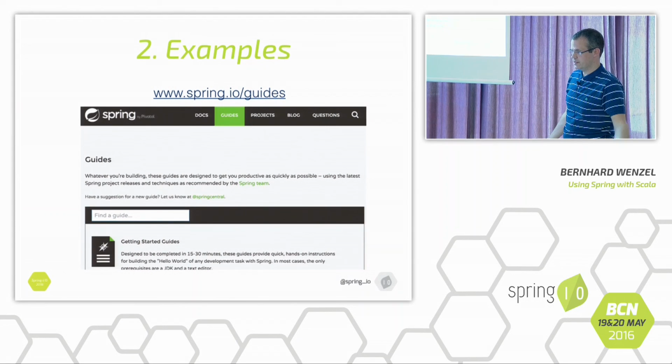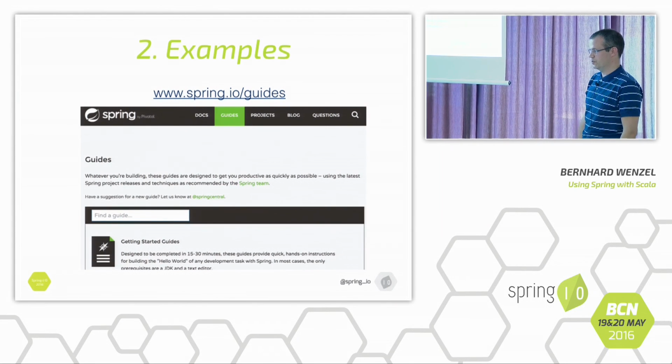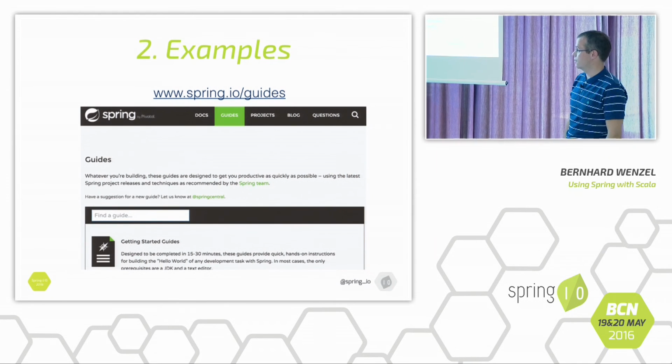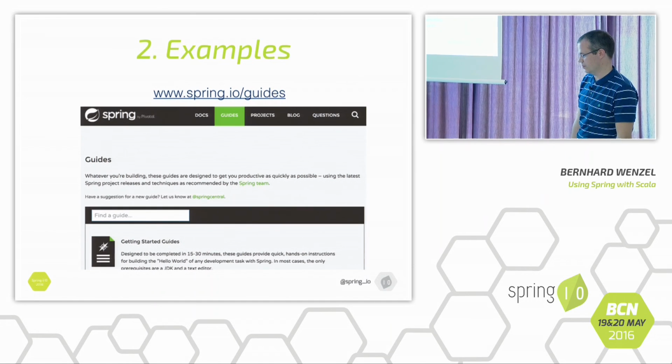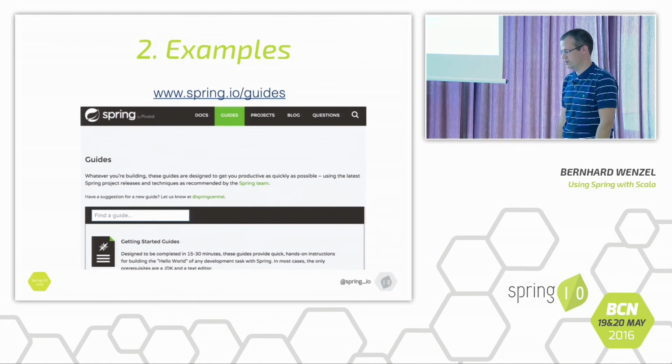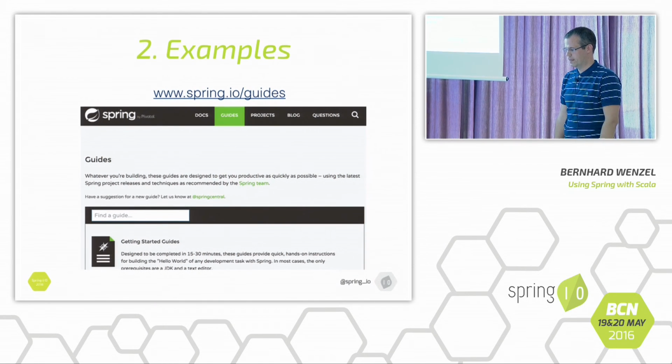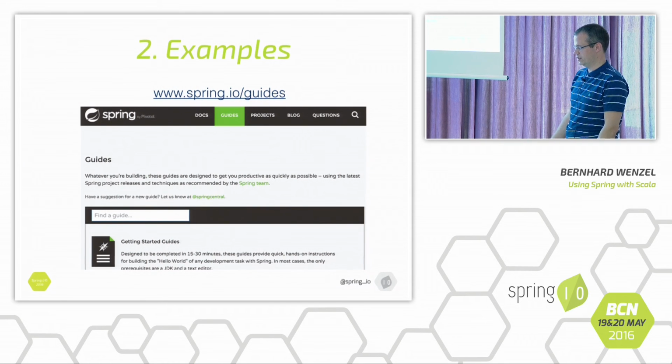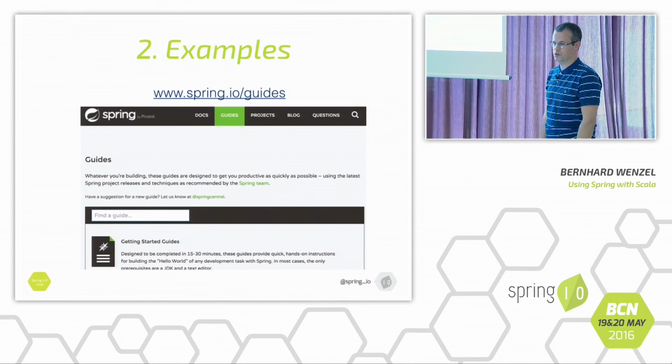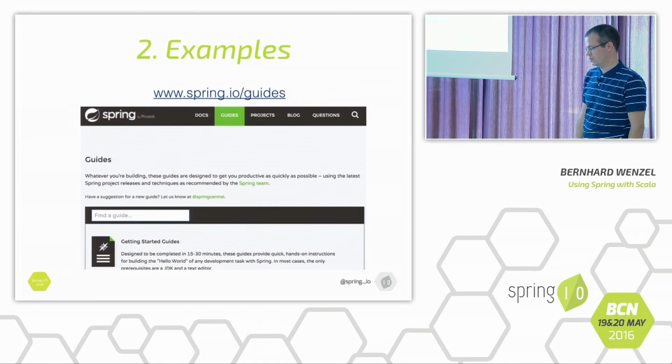So, okay, let's say it's a worthwhile idea. Let's try to use these two frameworks together. While preparing this talk, I was thinking about the best way to show how to do this. I had several ideas, but then I remembered that if you go to Spring.io, there are those guides, which I really like.